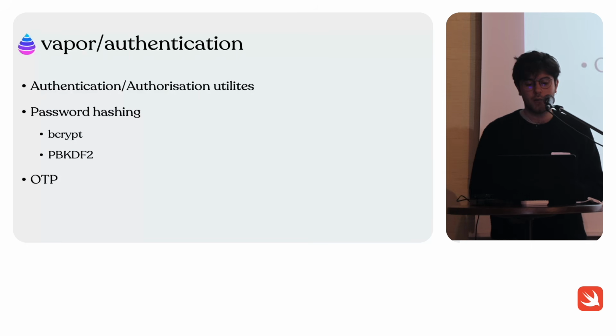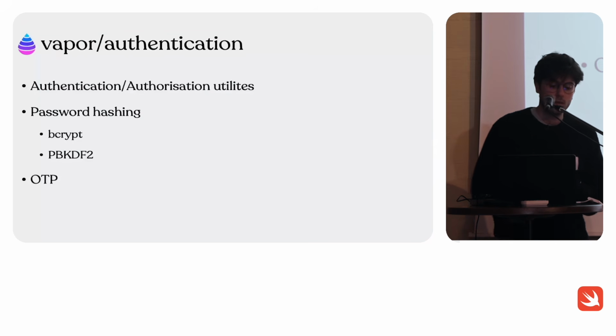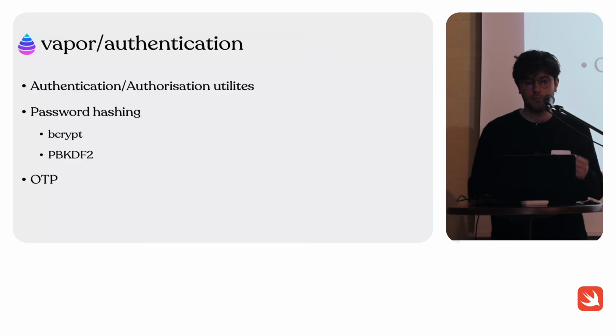Now we're working on a new package that aims to provide utilities for authentication and authorization. One of these utilities is Bcrypt, which is a password hashing algorithm. It's very robust and popular, and it's usually the de facto algorithm that's used for password hashing. Currently, in this library, it's simply bundled as a C dependency, and we are calling into the C code.